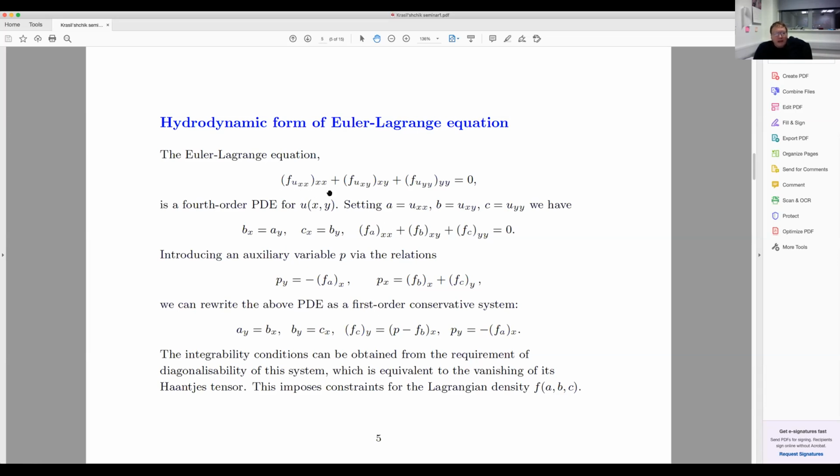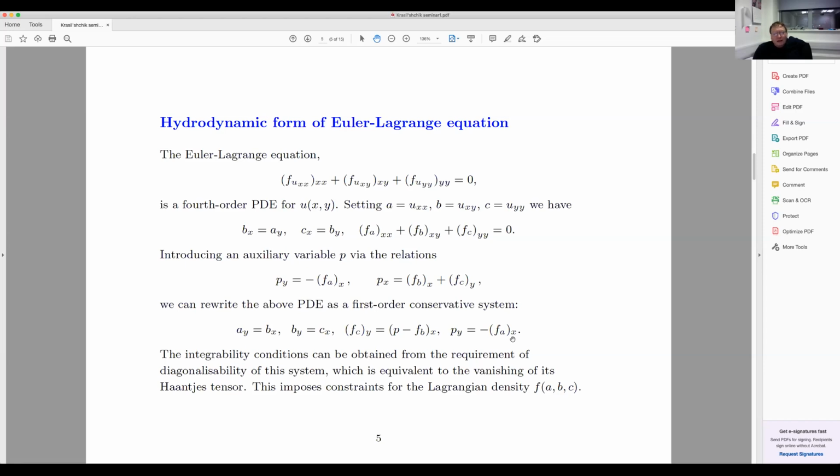Finally, I get the following system. My initial fourth order scalar PDE for u is now a four component first order system. a_y is b_x, b_y is c_x, F_c y is this, p_y equals this. Independent variables are x and y, dependent variables are a, b, c, and p. And the system is clearly first order, so it's a hydrodynamic type system.